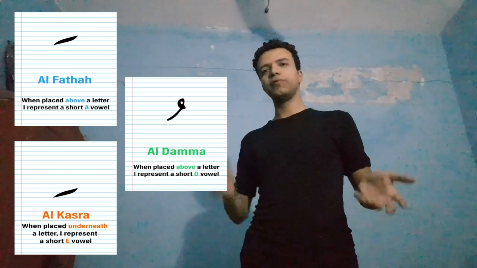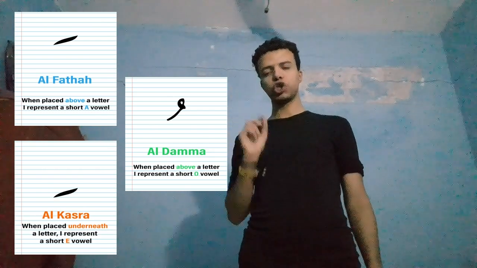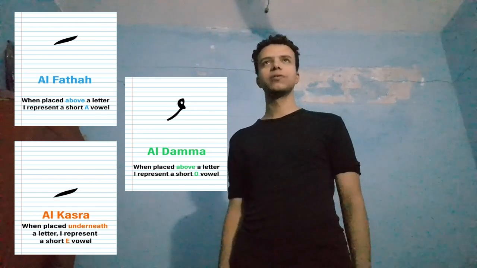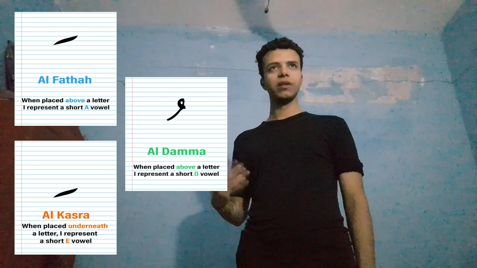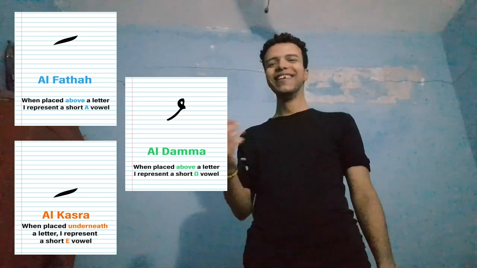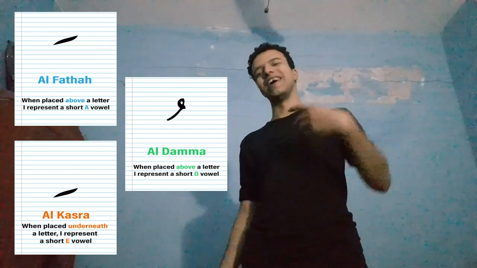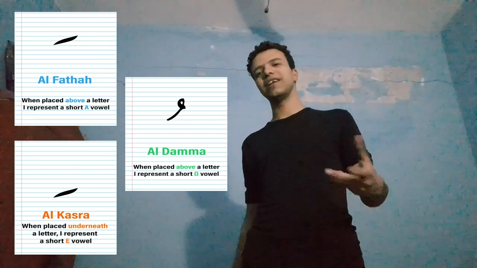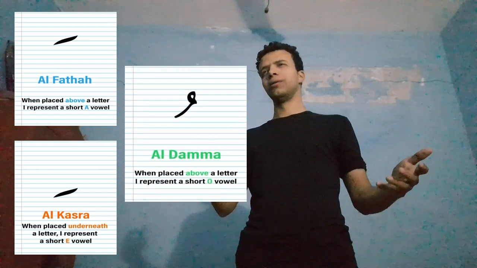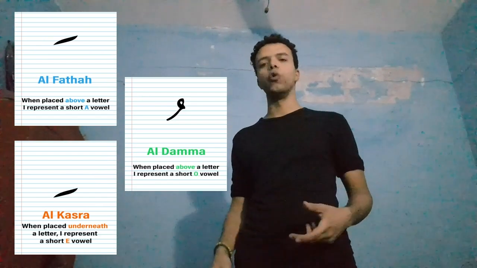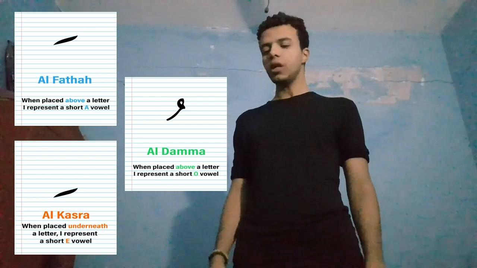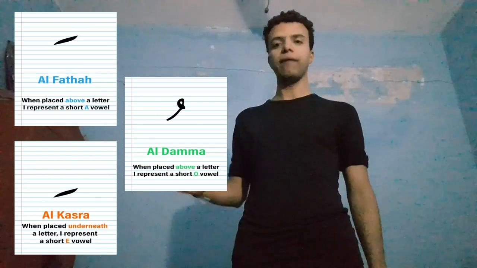They are responsible for very short and fast and narrow vowel movements. Vowel sounds, or just vowels. And Fathah is like an A, Kasra is like E and T, and Damma is like an O, or sometimes U, depending on the word and context.